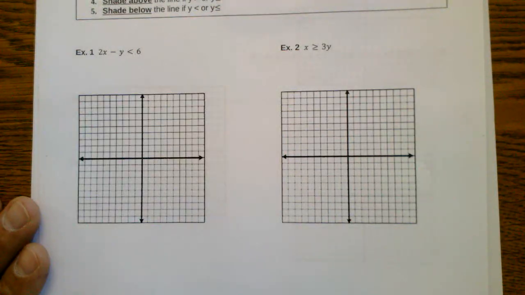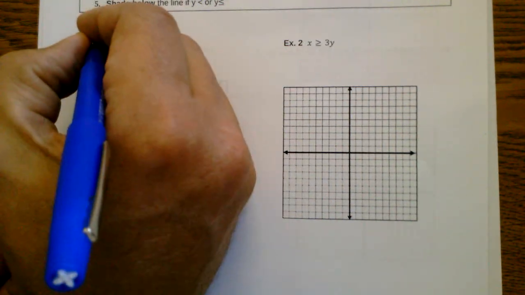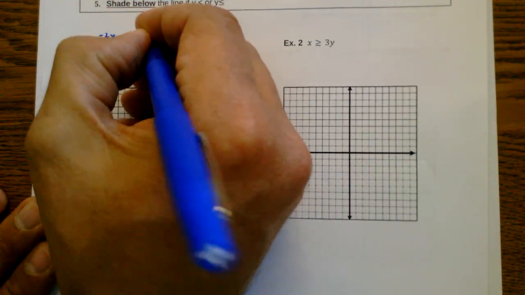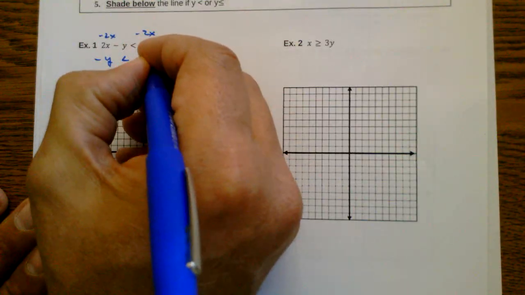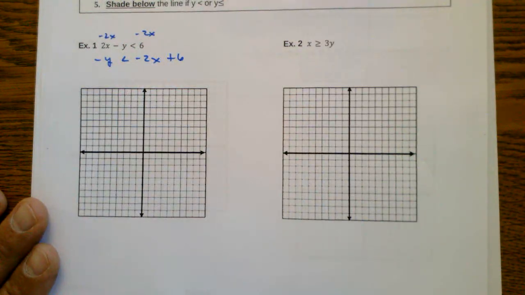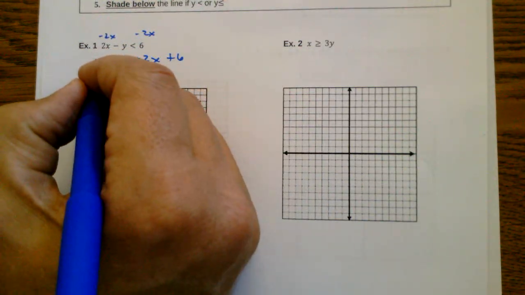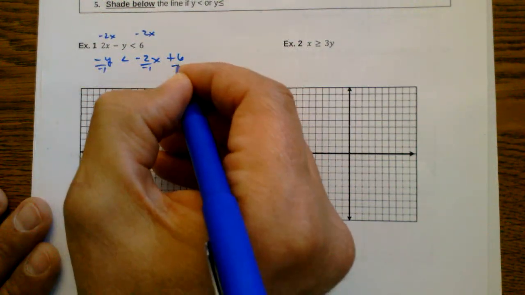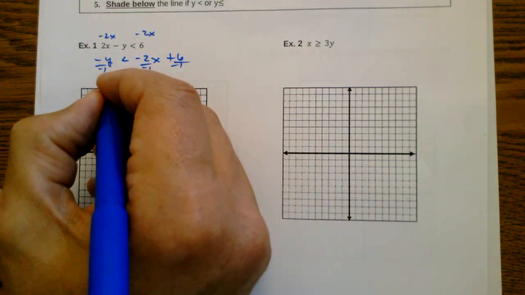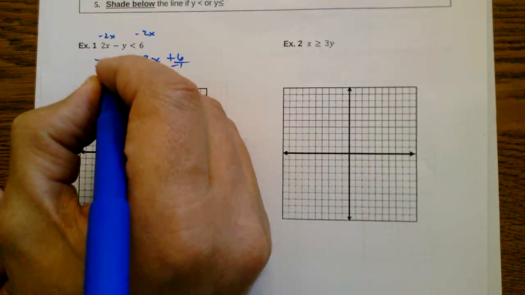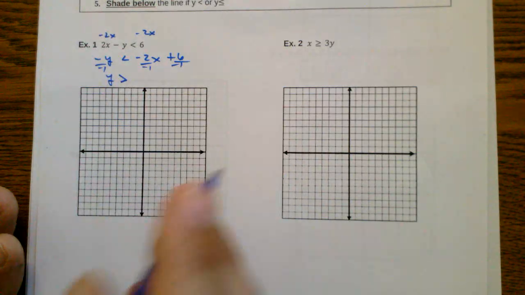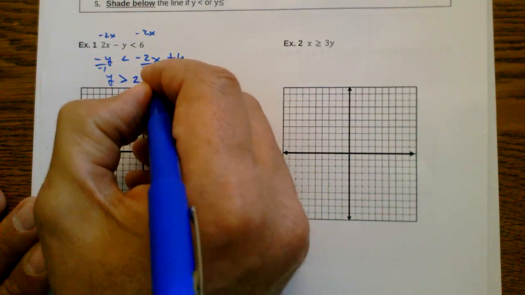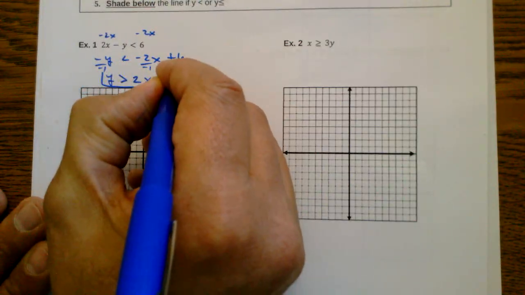Again, the first thing we're going to do is get into slope-intercept form. So I'm going to go ahead and subtract this 2x over. Now I've got negative y is less than negative 2x plus 6. And then we want to get this y by itself, so go ahead and divide everything by negative 1. And when we do that, don't forget to switch that sign when we multiply or divide by a negative. So that less than is now greater than. I get y is greater than 2x minus 6. So this is the one we're going to graph here.